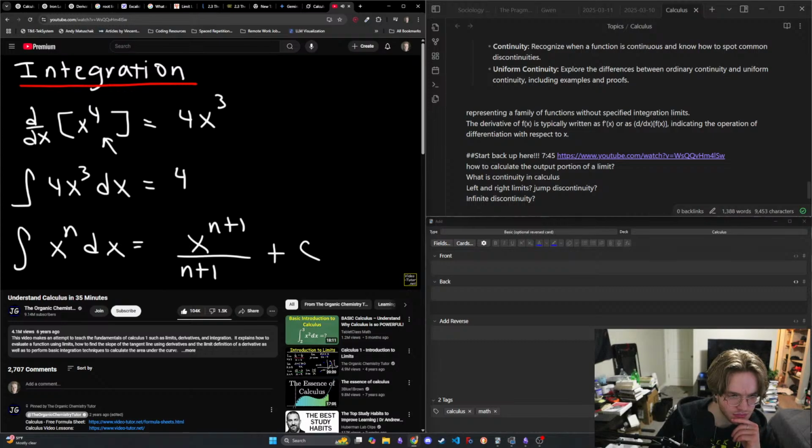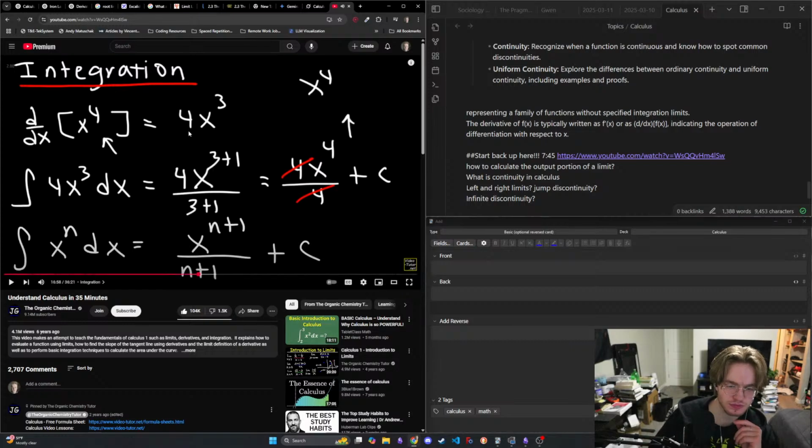So this is going to be 4x to the 3 plus 1 divided by 3 plus 1. So that's 4x to the fourth over 4. And let's not forget to add plus c. And so as you can see, we get x to the fourth. Another thing is that we have plus c.